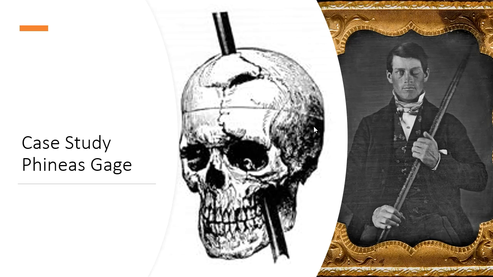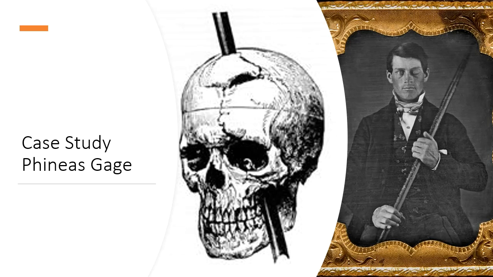They noticed that even though he lived and he was walking around, there were things that were different about him. One of the things that was different was he had difficulty controlling his emotions. He was very quick to anger and quick to cry. He had difficulty with planning and concentration and attention.